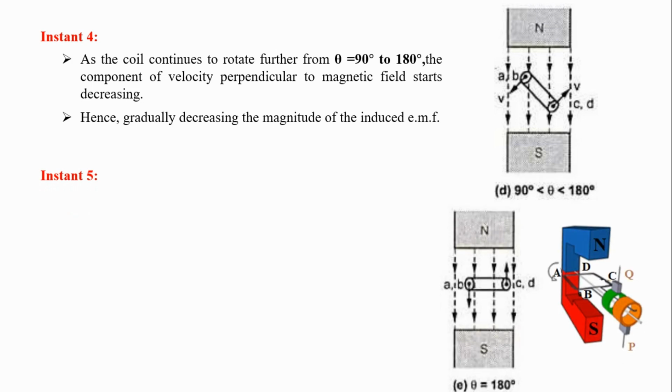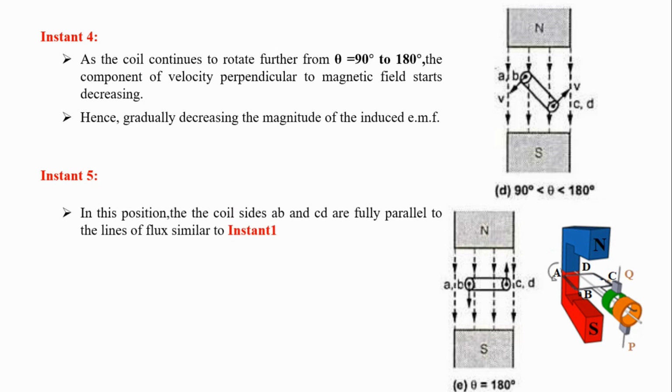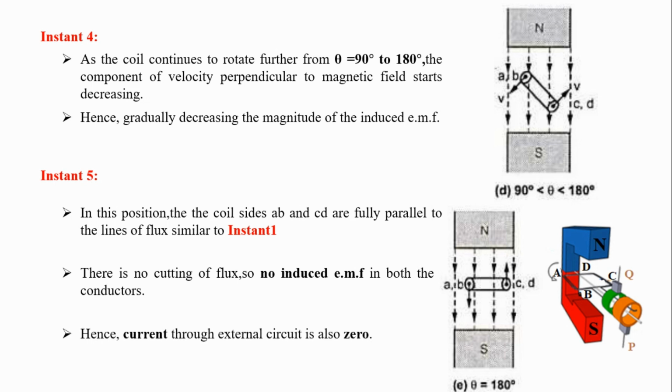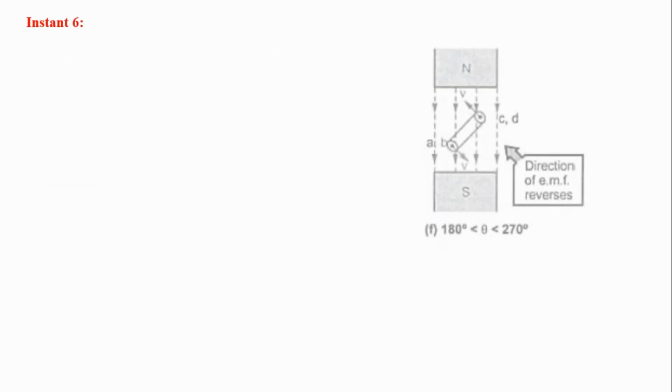Then at the instant theta is equal to 180 degree, the coil sides AB and CD are fully parallel to the lines of flux, which is similar to instant 1. Then there is no cutting of flux, so no induced EMF in both the conductors. Hence, current through the external circuit is 0.